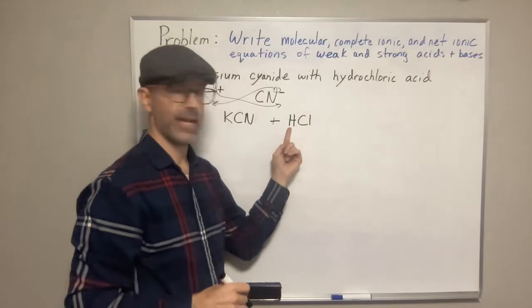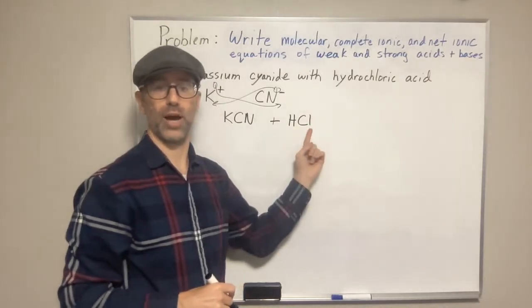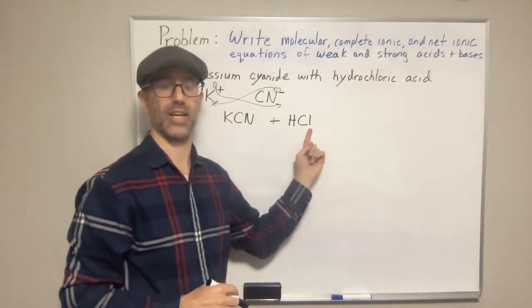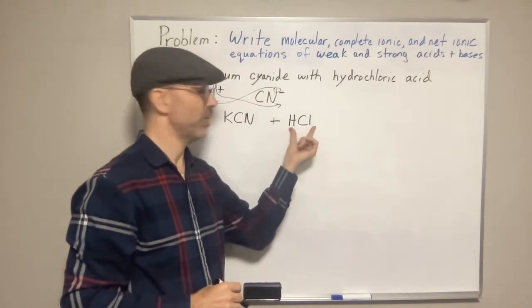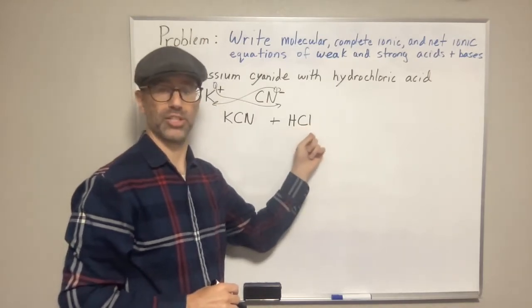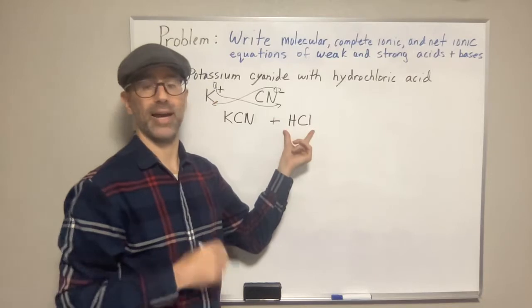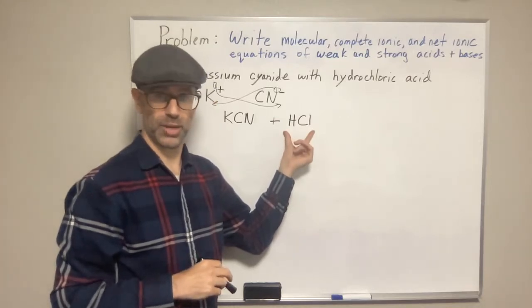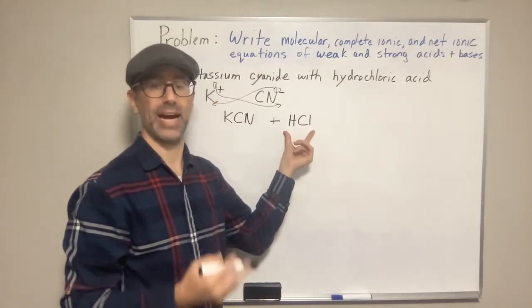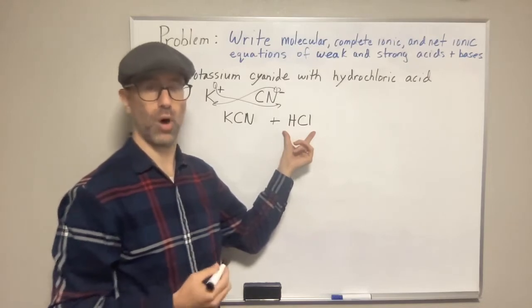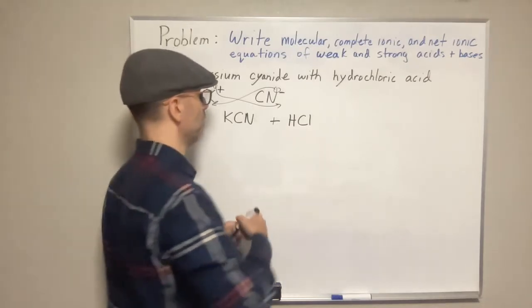H has a plus charge, the chlorine usually has a -1 charge. So we have a 1-to-1 relationship there. This is not an ionic substance. It is a molecular substance that happens to ionize into ions when it's put into water. So be careful of that.